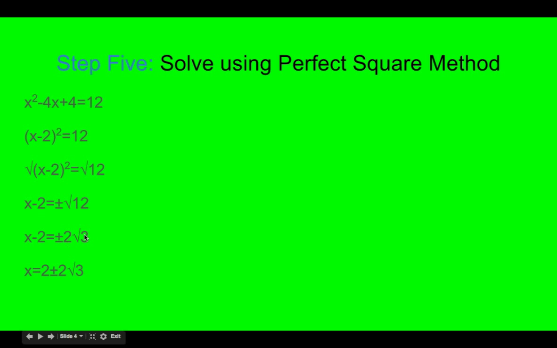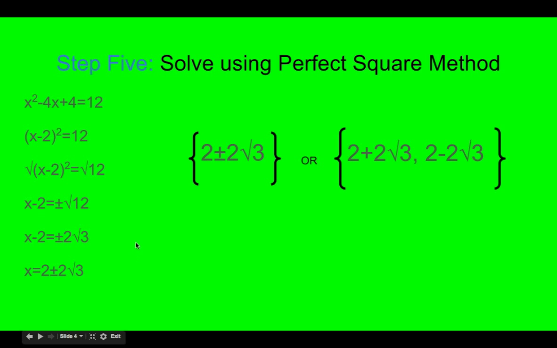Because this did not come out as an even number, we don't have to set up two cases to find our solutions. Our solutions are just going to be taking whatever is left over on the left side of the equation and moving it to the right side so that the entire equation is equal to x. Then our solution will be 2 plus or minus 2 square roots of 3.